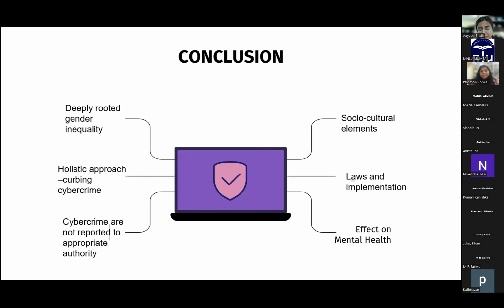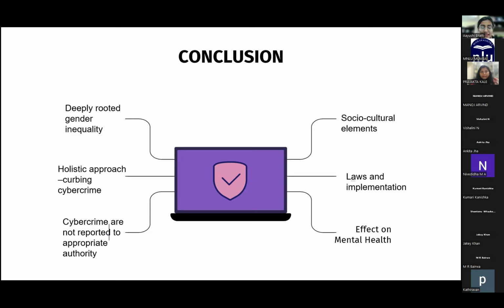Current trends in cybercrime show the deeply rooted inequality among genders. This increase in the rate of cybercrime indicates that we need a robust legal framework and a holistic approach by the government to curb cybercrime in consultation with technological institutions. The majority of cybercrimes go unreported, as we have seen in the survey, because of the lack of awareness about reporting to the appropriate authority. Either they are not aware of the procedure or the victim is in trauma because of this crime. The appropriate authority shall create more awareness through regular workshops, seminars, and debates.